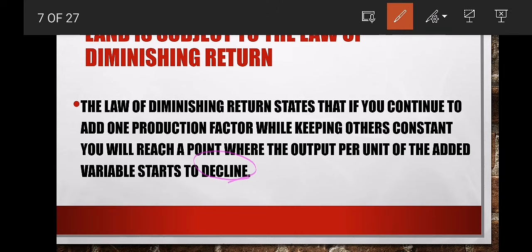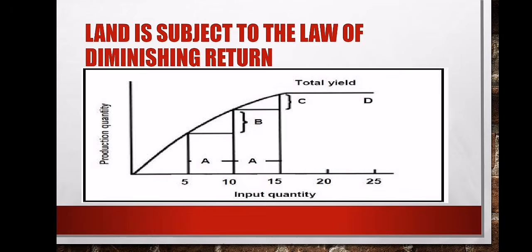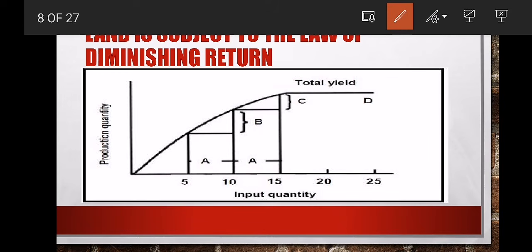Let's look at it in this way. Let's have this graph. What I want you to see, we will also look at in another slide. In this graph, let's say the input is fertilizer. So they have added fertilizer. Then this is our production, or this is the yield.